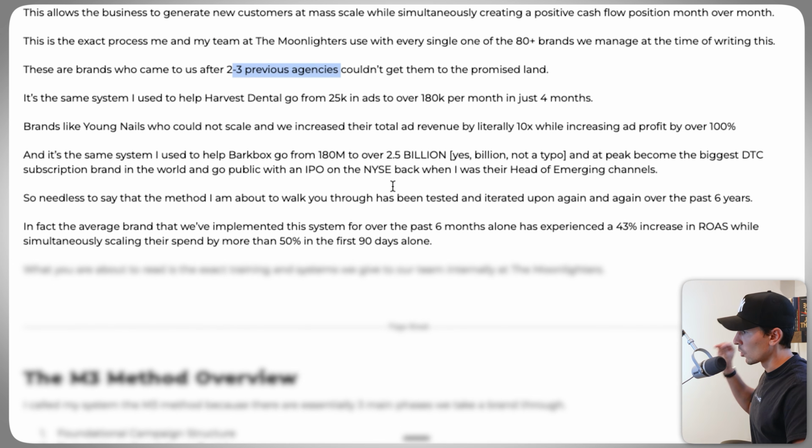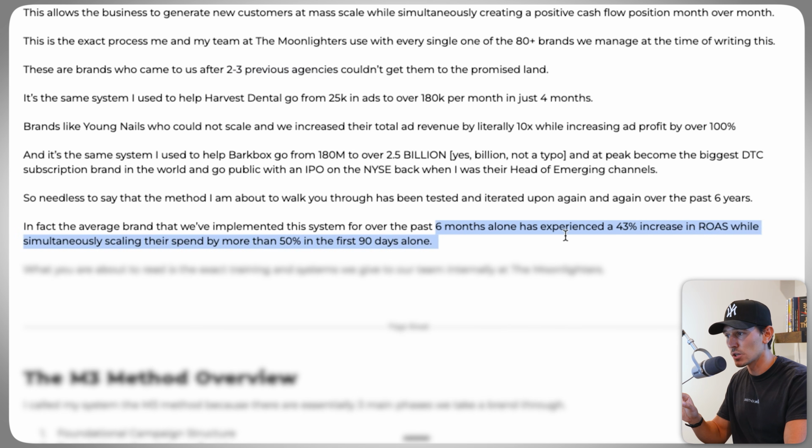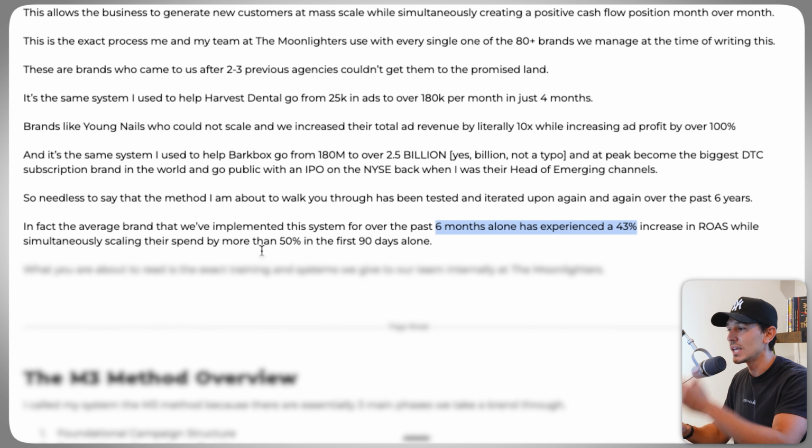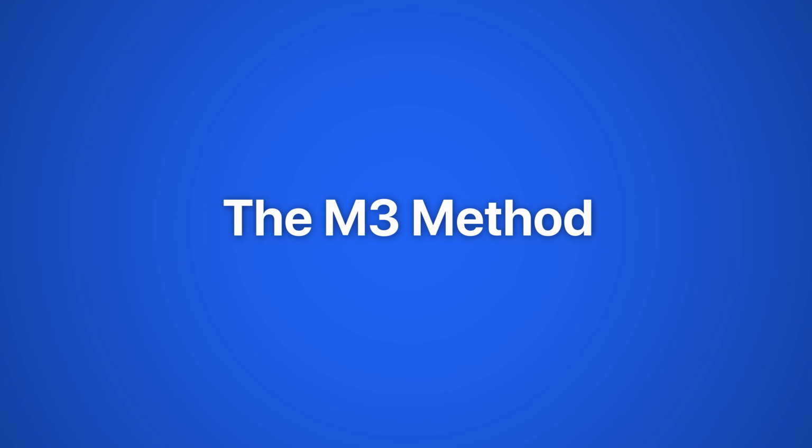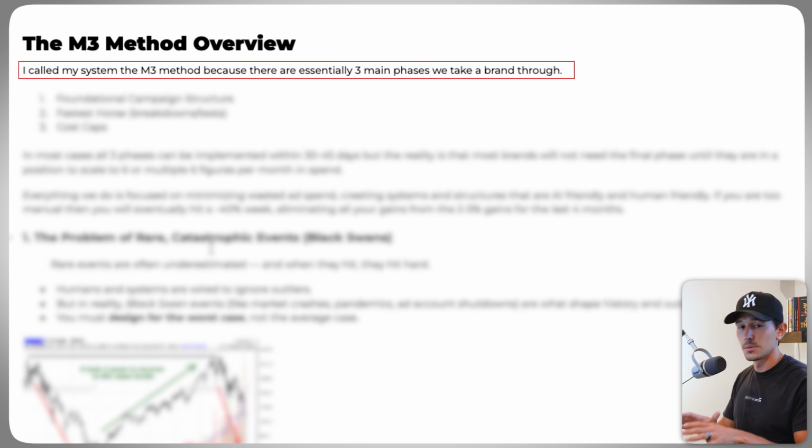The cool thing about this is that not only does this work for big brands, but the average brand that we've implemented this system for in the last 6 months alone has seen a 43% increase in ROAS while simultaneously scaling their spend by more than 50% in the first 90 days alone. What I'm about to go through are the exact trainings and systems we give our team internally at the Moonlighters, what I consider the true best of the best. The M3 method. I'm going to give you guys an overview. We're going to get right into it. First things first, I call my system the M3 method because it's essentially broken down into 3 main phases we take a brand through.